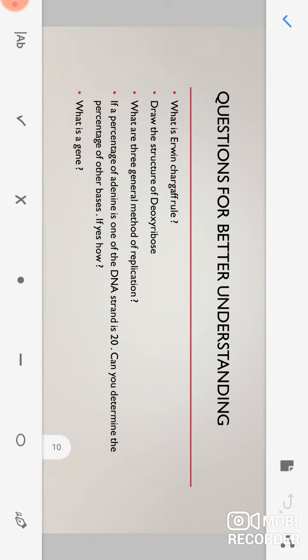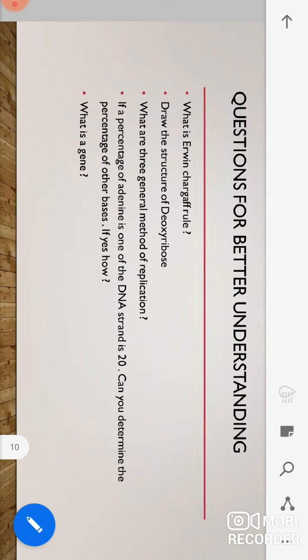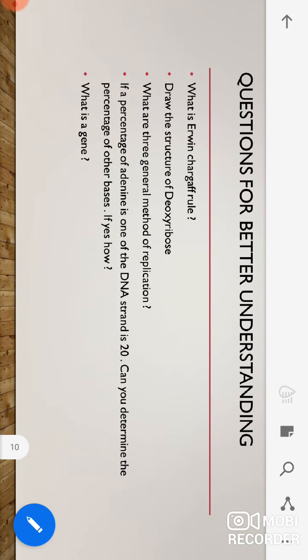And what are the three general methods of replication? The three general types of replication we actually saw are semi-conservative, conservative and dispersive. So what is semi-conservative? DNA replication produces two copies of double-stranded DNA, that is dsDNA, each containing one old strand and one new strand.